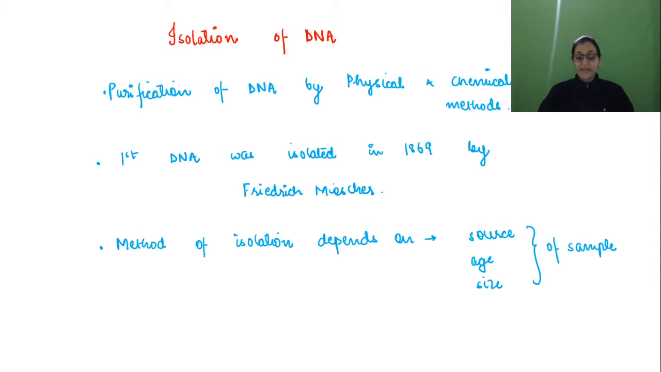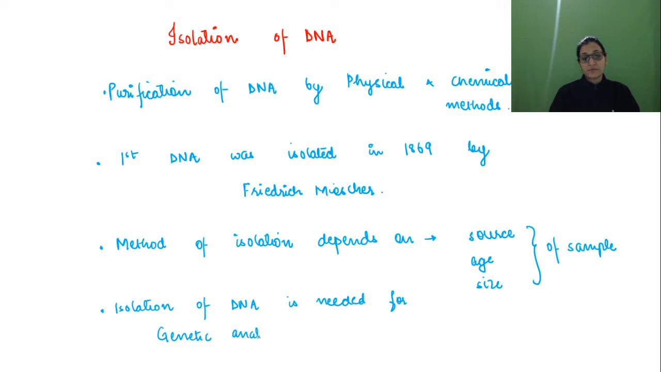So isolation of DNA is needed for what all things that we need to know. It is needed for genetic analysis, which is used for various scientific, medical, and forensic purposes. So isolation of DNA is needed for genetic analysis in the field of scientific, medical, and forensic purpose.